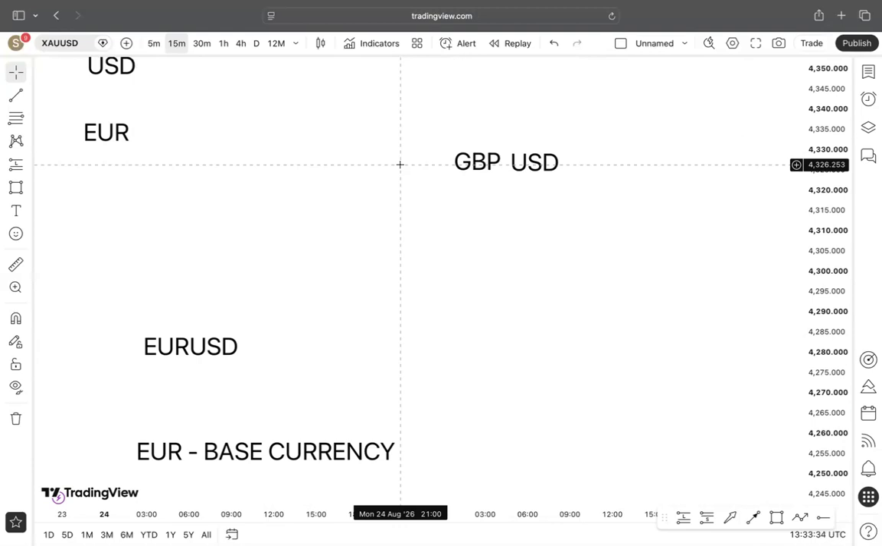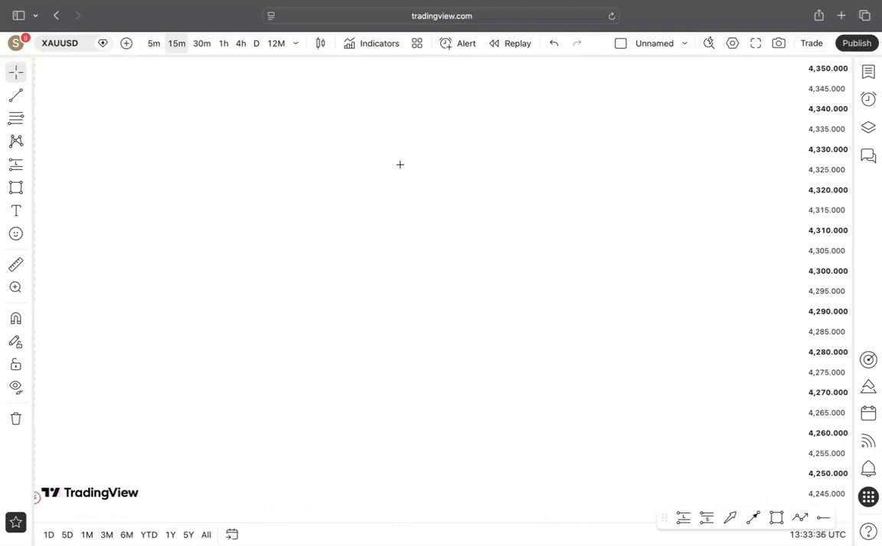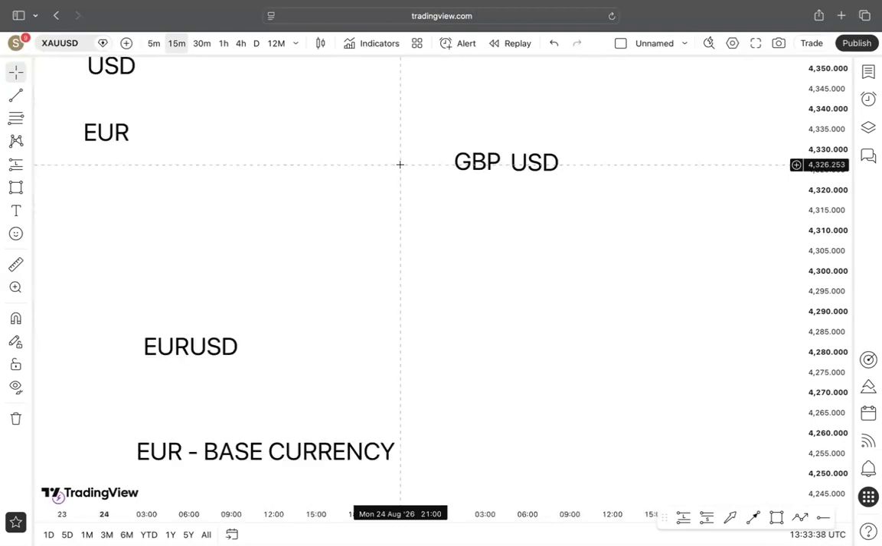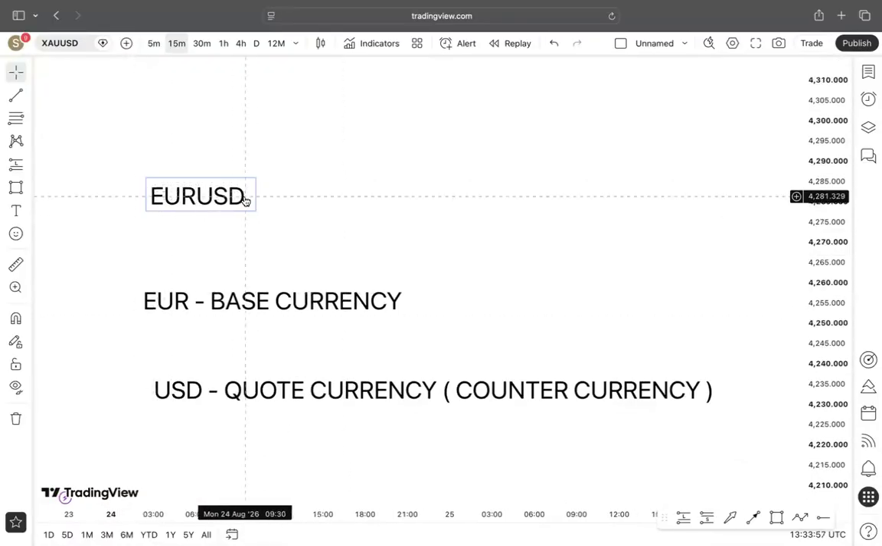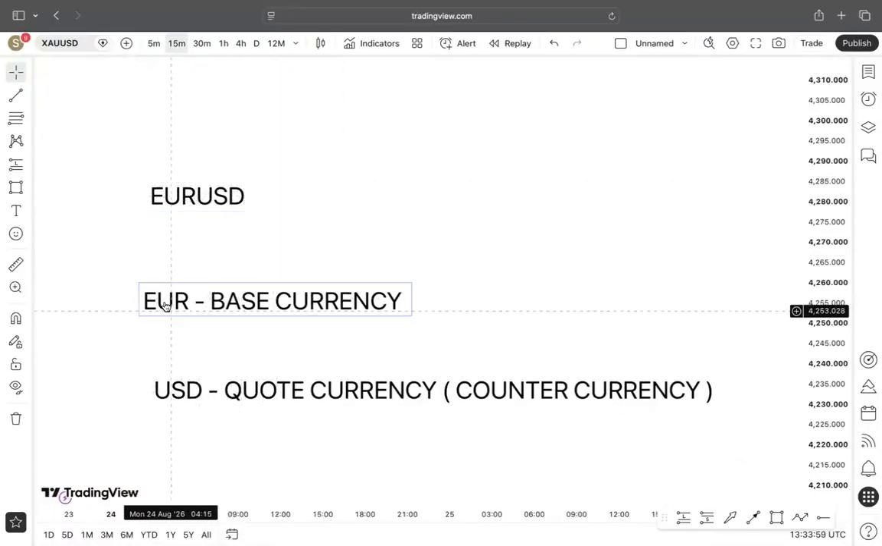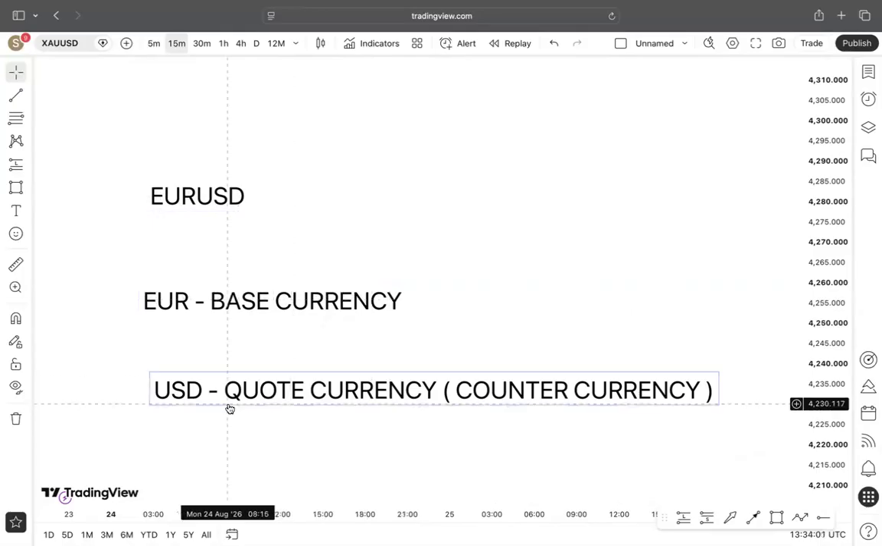All right. And I said for this reason, currencies in the forex market are always quoted and traded as currency pairs, one against the other. And I said that the first currency is the base currency. The second currency is the quote currency or the counter currency. And I gave an example with the Euro USD. For the Euro USD currency pair, the Euro is the base currency, and then the USD is the quote currency.